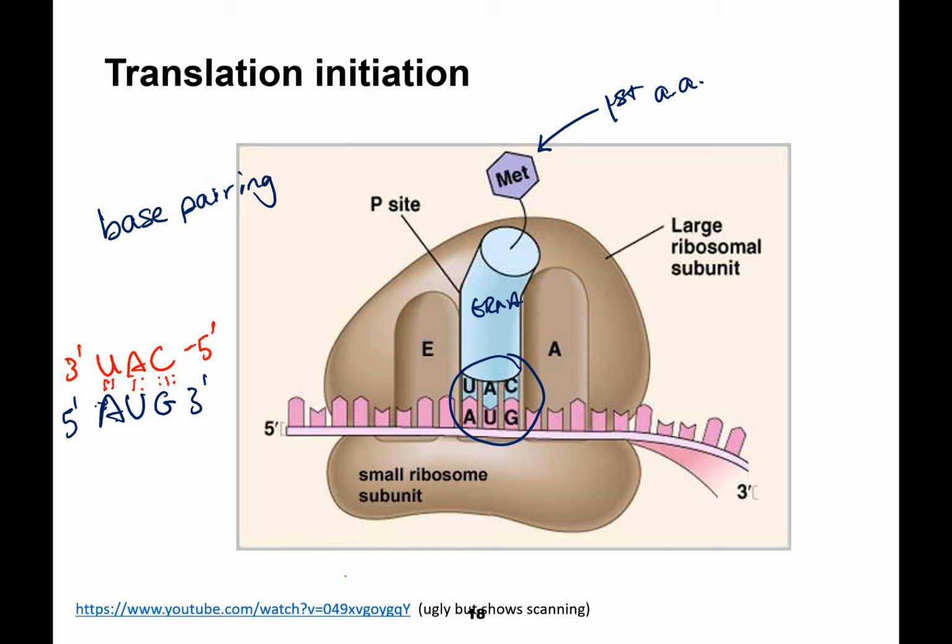Okay, once we set this AUG into the right spot, the P site, then we automatically have the next three nucleotides, or the next codon, that can be read. And notice that I've put some links for you to watch animations to see this. And this one shows you how scanning works.